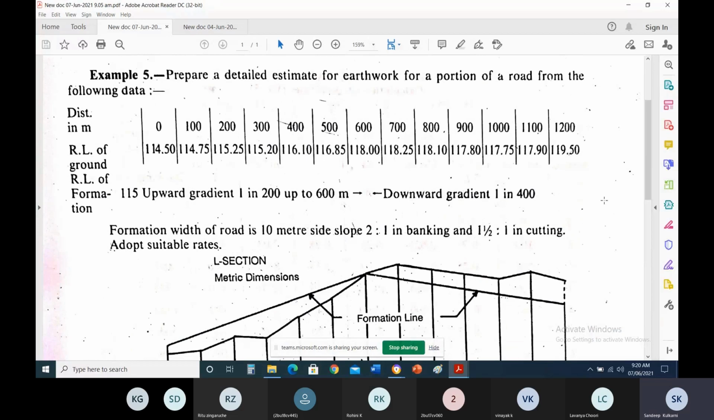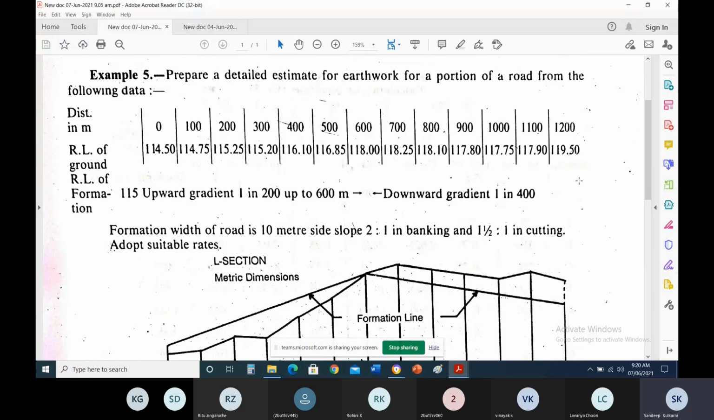So prepare a detailed estimate for earthwork for a portion of a road from the following data. The distances, that is chainages, are given as 0, 100, 200, 300 up to 1200, and the RL of the ground values are given. I think it is clearly visible for all, the problem that is being displayed now.